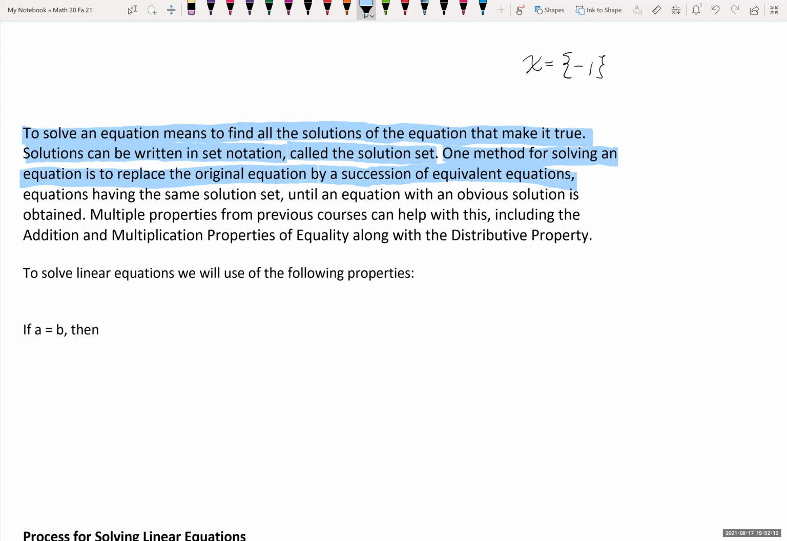So as I was solving these equations back up here, this 5 plus x equals 6 plus x, an equivalent form was 5 equals 6. They both don't have solutions. So we're basically rewriting equations to different equations that have the same solution.